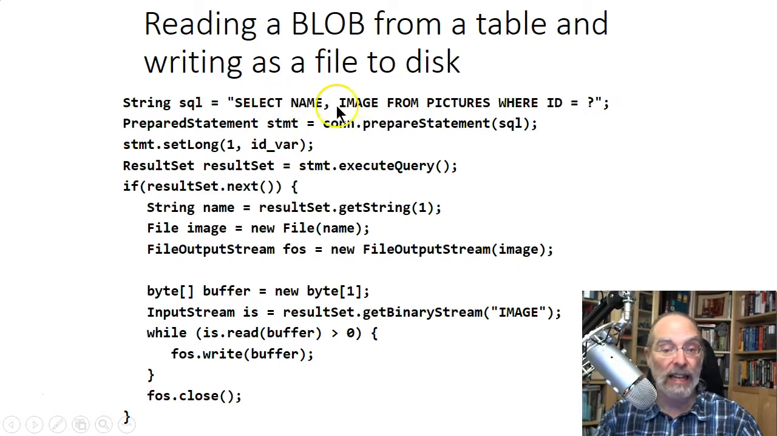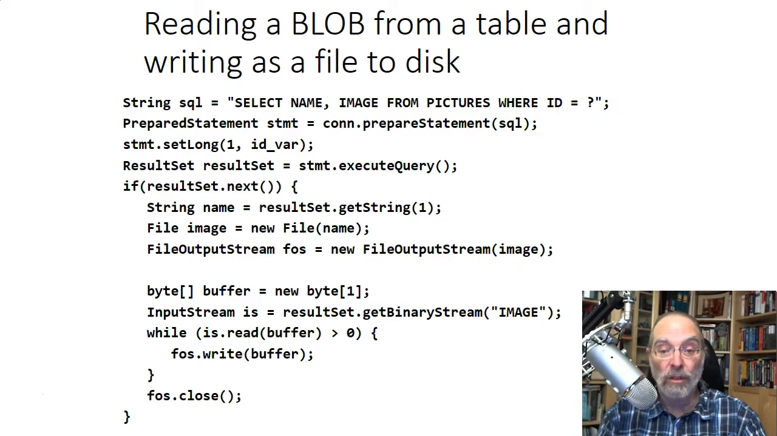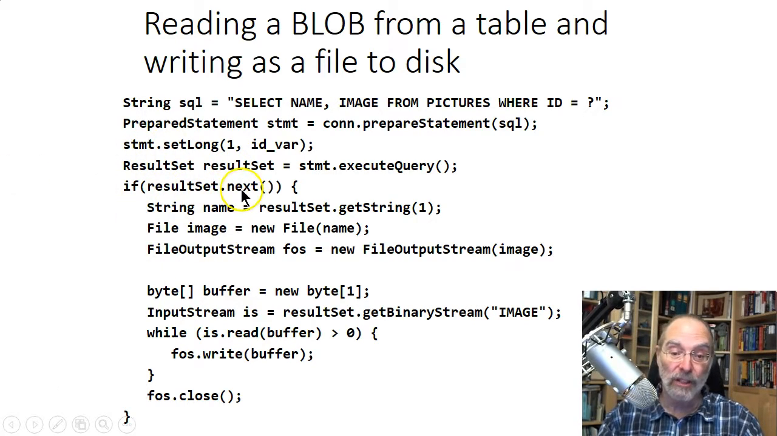There's my select name and image from pictures. My prepared statement will now execute using the SQL, and I will add the ID, the primary key. So I'm looking for a specific record. I then execute the query. It returns a result set. I'm searching for primary key, so I'm only expecting 1 record. So I simply look for resultSet.next. If this is true, I retrieve the name.